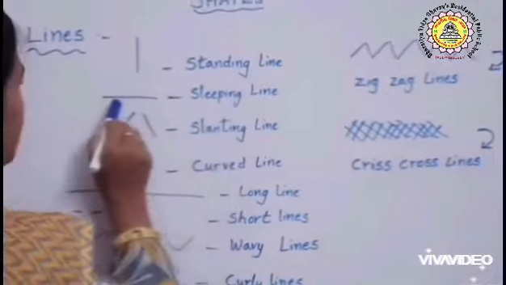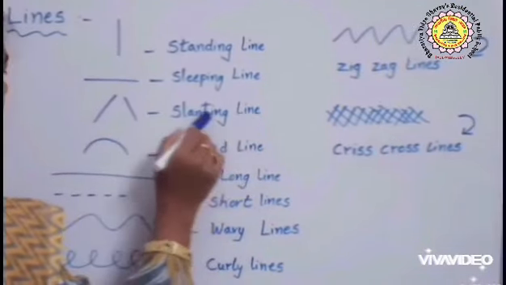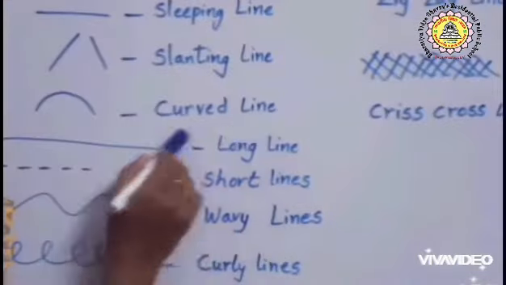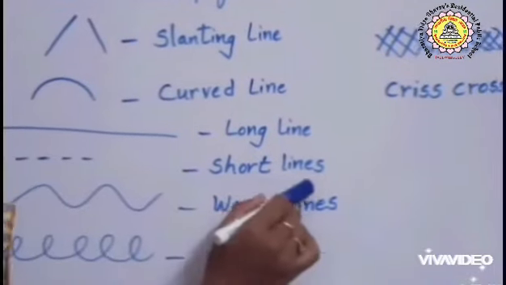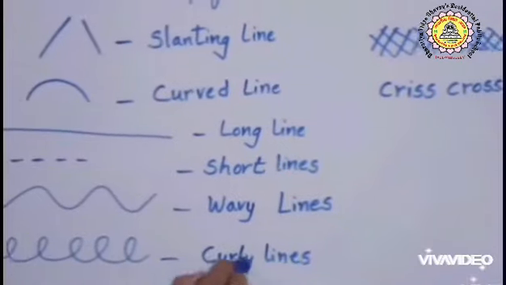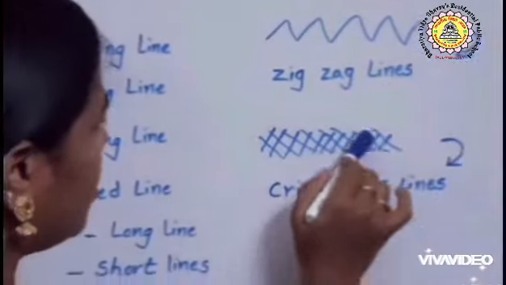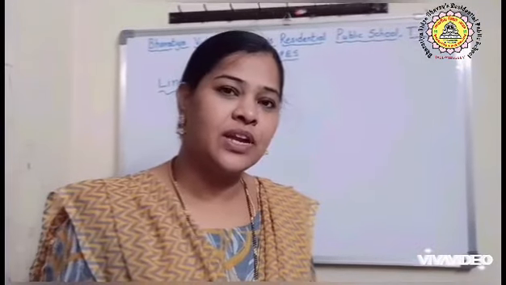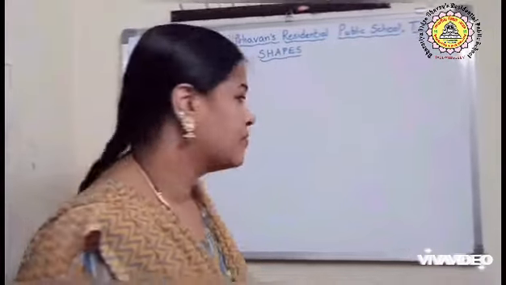Standing line, sleeping line, left slanting line and right slanting line. Curved line, long line, short lines, wavy lines, curly lines, zigzag lines, crisscross lines. By using these lines, we can draw some pictures also, children. Let us see how.